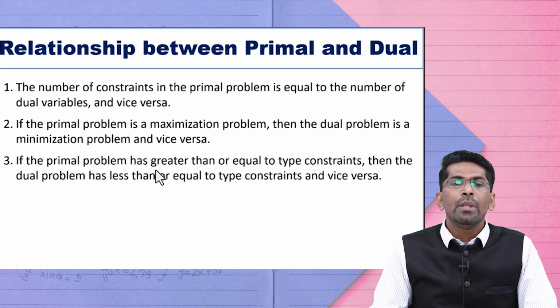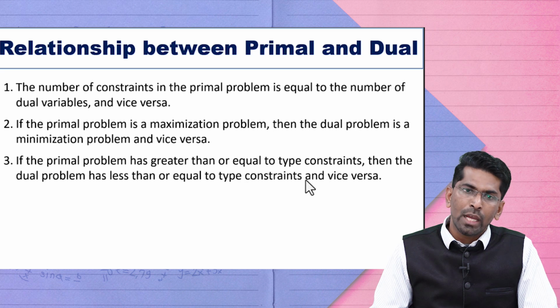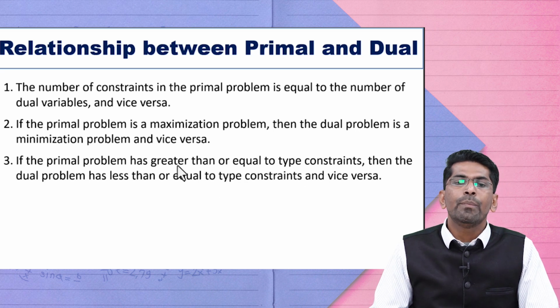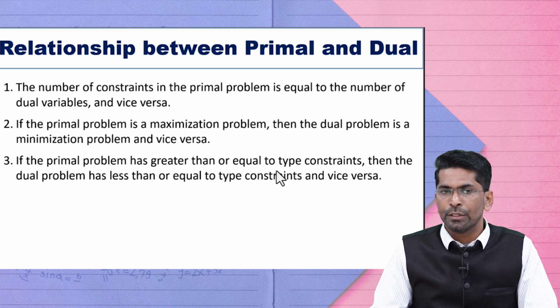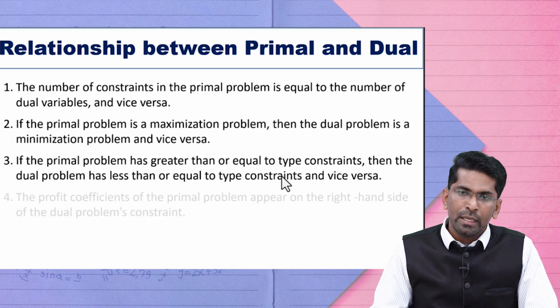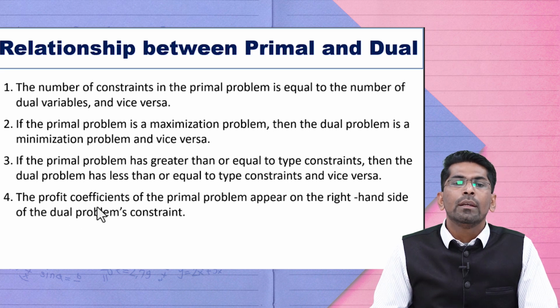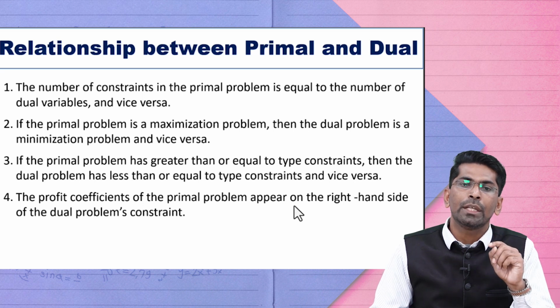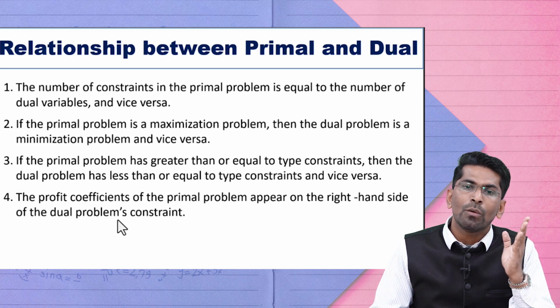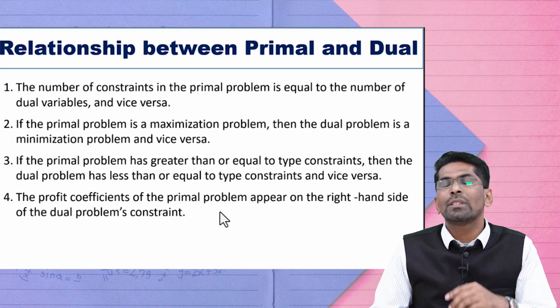The third one: if the primal problem has a greater than or equal to type of constraint, then its dual will have a less than or equal to type of constraint, and vice versa. That means if the primal problem has a less than or equal to type of constraint, then its dual will have a greater than or equal to type of constraint. This is also another relationship between the primal and dual. And the fourth one: the profit coefficients of the primal problem's objective appear on the right side of the dual problem's constraints. That means they will become the constants of the dual problem's constraints.